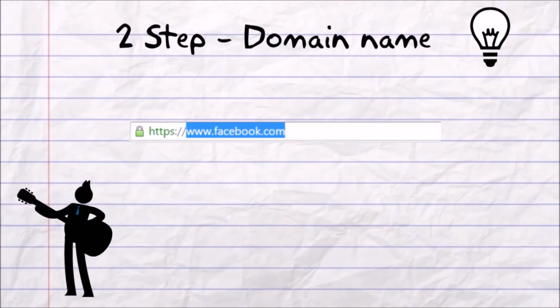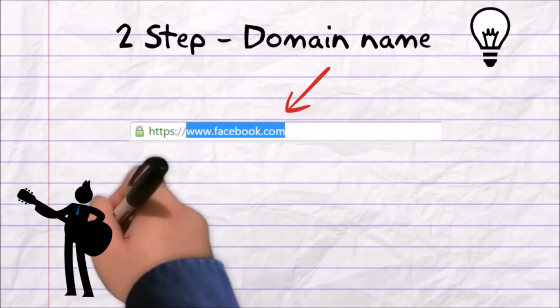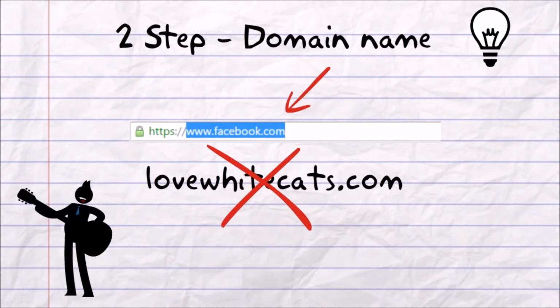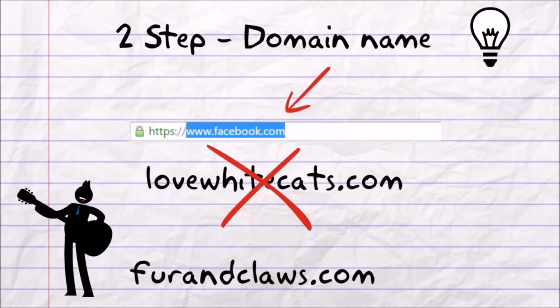In this section, we will emphasize the domain name. If you already have a domain name or don't need this section, please scroll to 5 minutes of this video. Domain name is what you see in the URL section of your browser. Maybe you want to write blogs about cats, so your domain name will be lovewhitecats.com. But nowadays, having a keyword domain is not so important as a brandable one. The reality is that Google likes brands, so better to have a domain name like furandclaws.com.